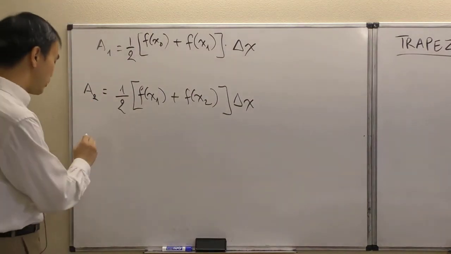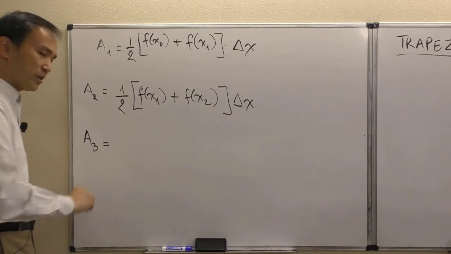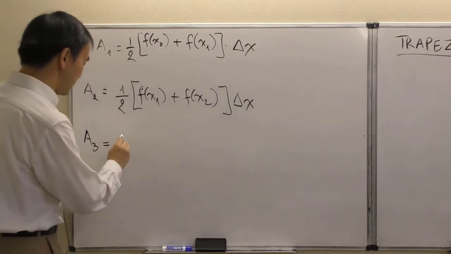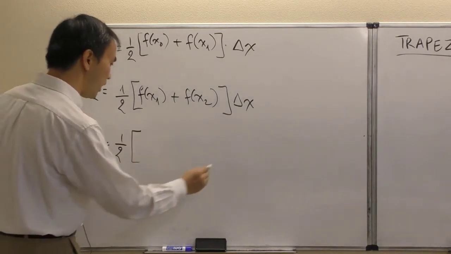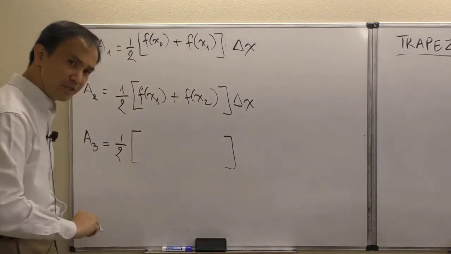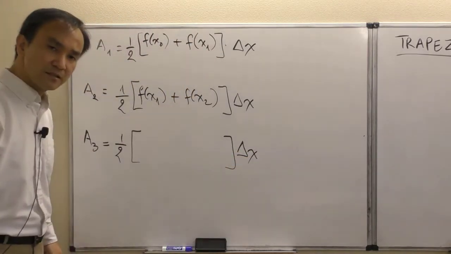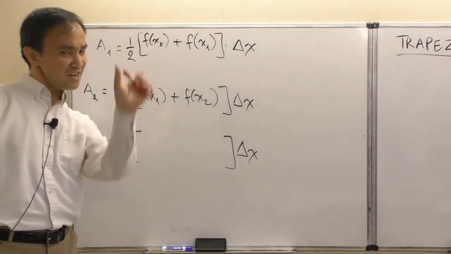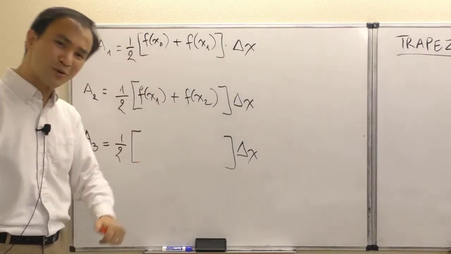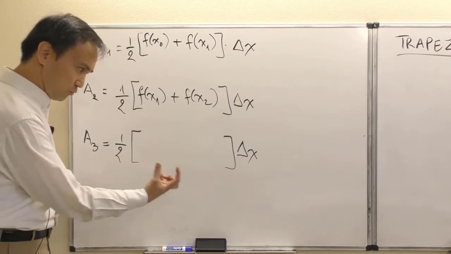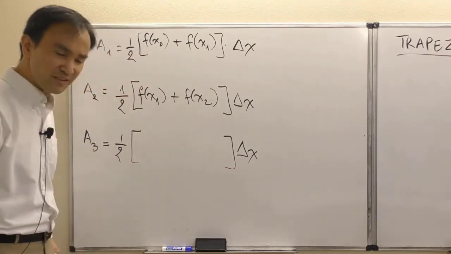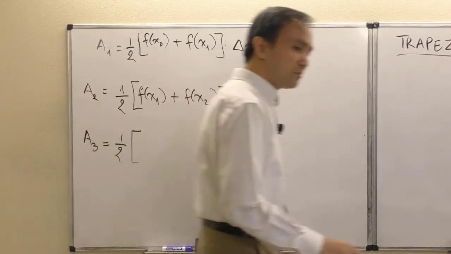And then moving on to trapezoid number 3. Trapezoid number 3 right here. Then again, it's 1/2 times base 1 plus base 2. I'm leaving empty brackets right there. Multiply with the height dx. The height of the standing up trapezoid right there, that's why the dx now becomes the height of our trapezoid. And let's look back at our picture.